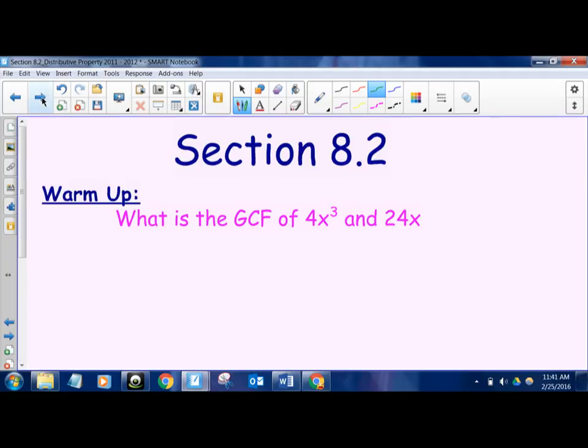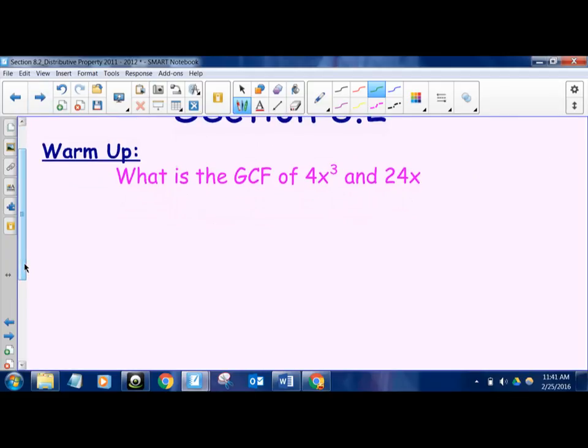Now let's go ahead and look at a polynomial. Here are a couple of monomials, 4x cubed and 24x. The GCF of the number portion should be completed first. So let's ask ourselves, what's the GCF between 4 and 24? You may know it right off the bat because these numbers are fairly small, or you might have to break them down into factor trees, but the GCF of 4 and 24 is 4.